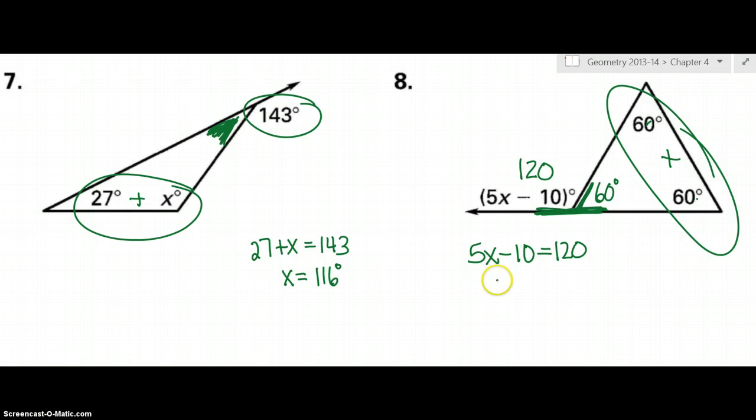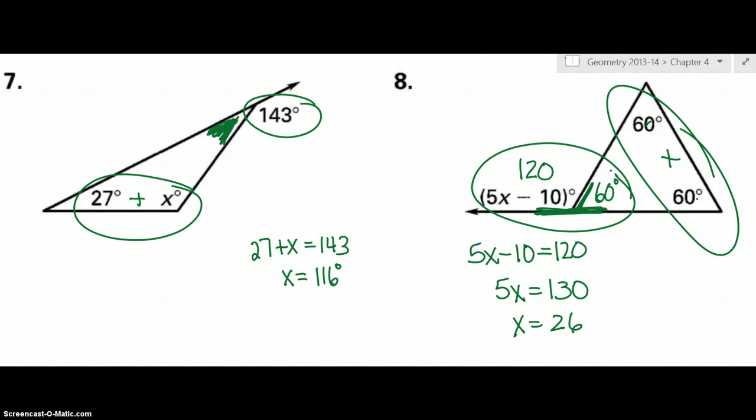To solve, we're going to add 10 to both sides. And then we're going to divide by 5. And I believe you get x equals 26. Any questions on that? Yeah, how would you only add up 2 of them, you don't add up all 3? That's right. Why? Because these two angles are supplementary, and all 3 of these angles add up to 180, so essentially they're adding up to be the same thing. Okay, any other questions?